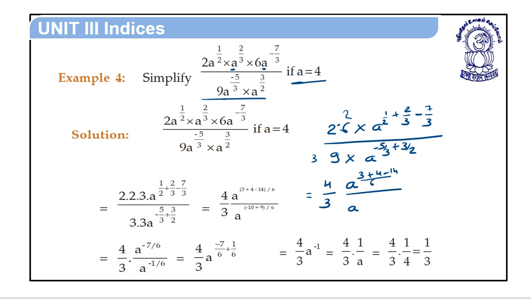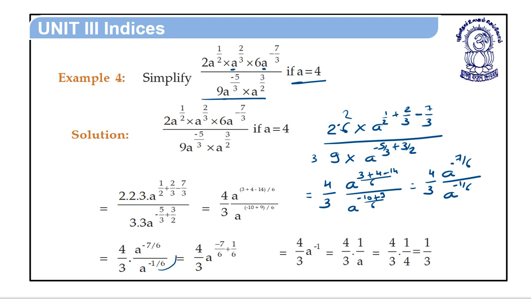a raised to minus 5 by 3 plus 3 by 2. 5 2s are 10. Take LCM and solve it. 3 3s are 9. 3 2s are 6. This is equal to 4 by 3 a raised to 3 plus 4 is 7, minus 14, minus 7 by 6, upon a raised to minus 10 plus 9. So minus 1 by 6.